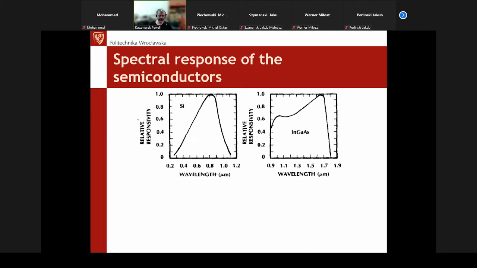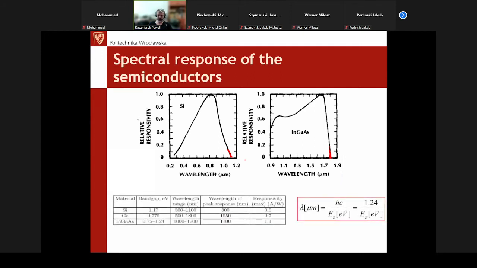Typically for detectors, we now use semiconductor detectors. Here you have the typical spectral response of different semiconductors. This absorption edge I showed you with the electro absorption modulator. So you can see also here, the semiconductor becomes transparent for these longer waves, and the type of semiconductor determines the wavelength range which is possible to detect using such a semiconductor.